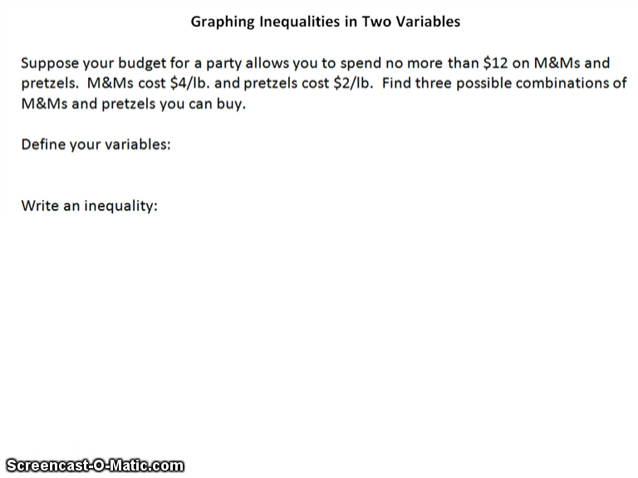So suppose your budget for a party allows you to spend no more than $12 on M&Ms and pretzels. M&Ms cost $4 a pound and pretzels cost $2 a pound. Find three possible combinations of M&Ms and pretzels that you can buy.